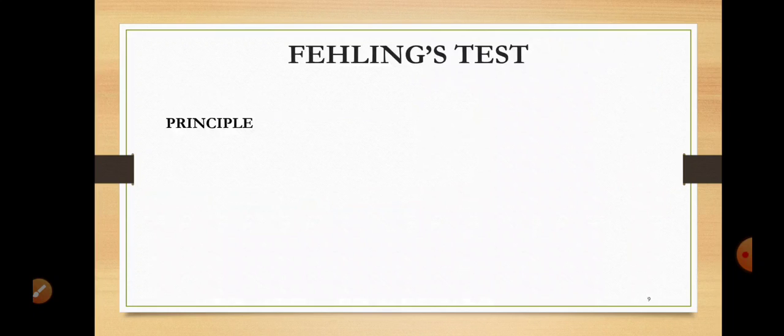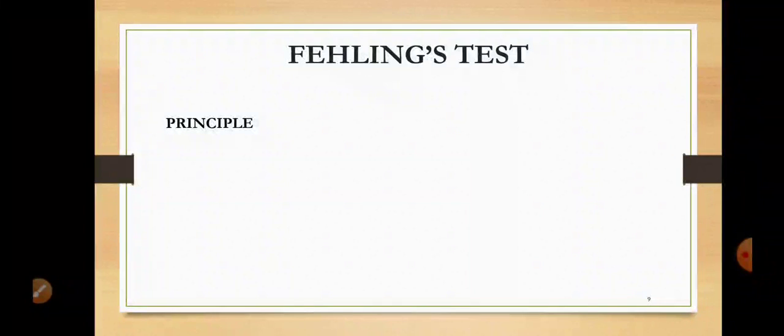Coming to the next test, that is Fehling's test. So this test has a lot of advantages. Let us see what they are. The reagent, the Fehling's reagent that you are preparing, is very stable in nature. That is the first thing you need to keep in mind. And the test is very convenient to perform.